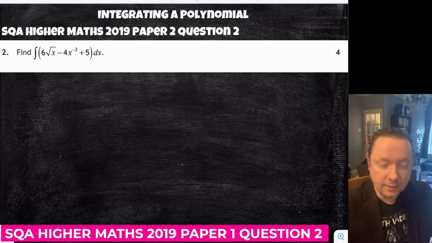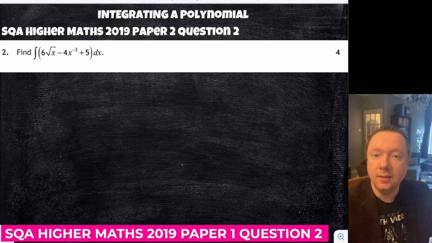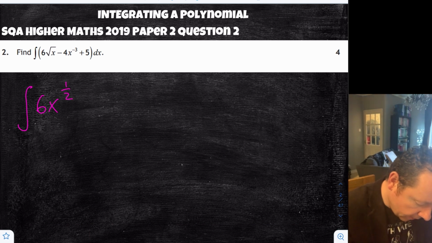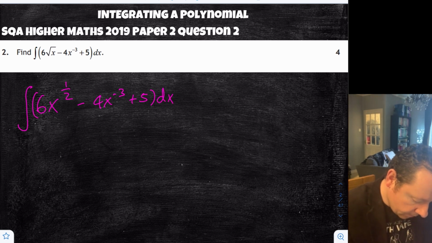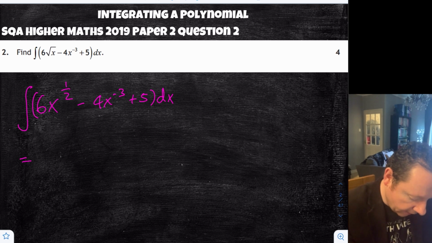SQA Higher Maths 2019, paper 2, question 2. Integrate this polynomial. So we need to get it ready to integrate, just like with differentiation. So I'm going to change that to the integral of 6x to the half minus 4x to the minus 3 plus 5, and then we can integrate because we add 1 to the power and divide by the new power. So that gives me x to the 3 halves, still times 6, but that's divided by 3 halves.